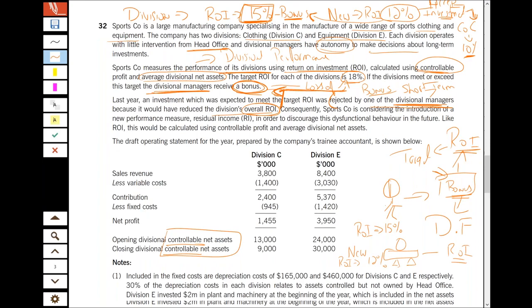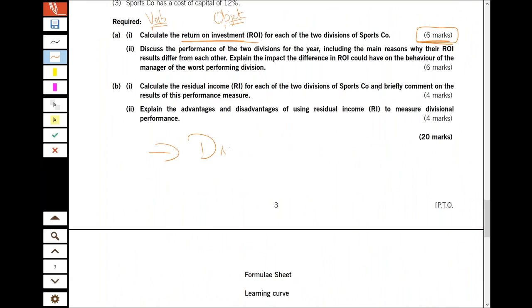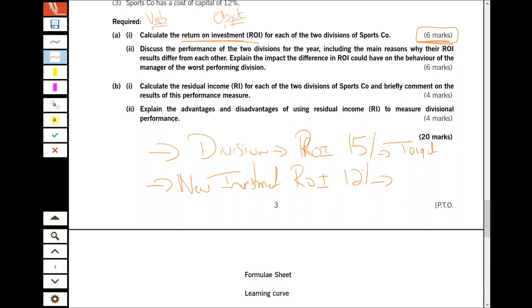So let me summarize here. Understand the situation, how I will make this easy for you to grip in a question. A division ROI is 15. Okay. This is a target to achieve. There is a new investment, and that investment has an ROI of 12. Manager will reject because of not achieving that 15% target, and this will result in loss of bonus. Getting the point?